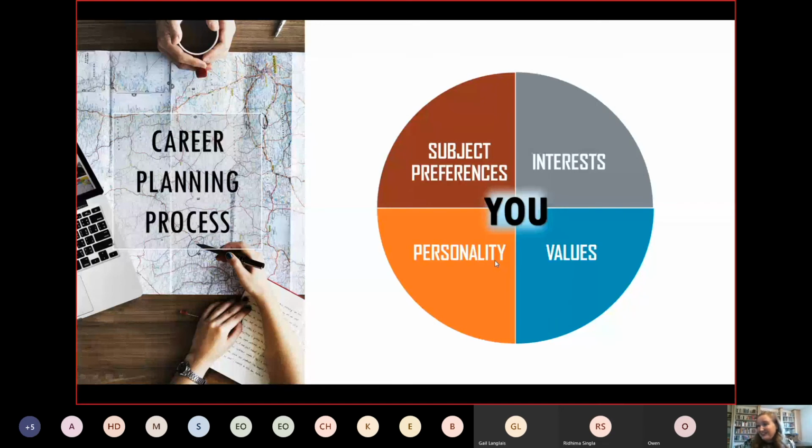That's important information, right? Because the extrovert would be really sad sitting alone in their office all day, and that wouldn't be a good job for you if that's what you're looking for in work. So that's really important as well.